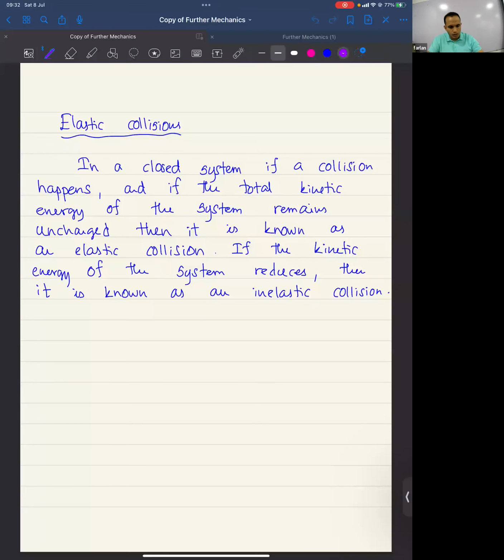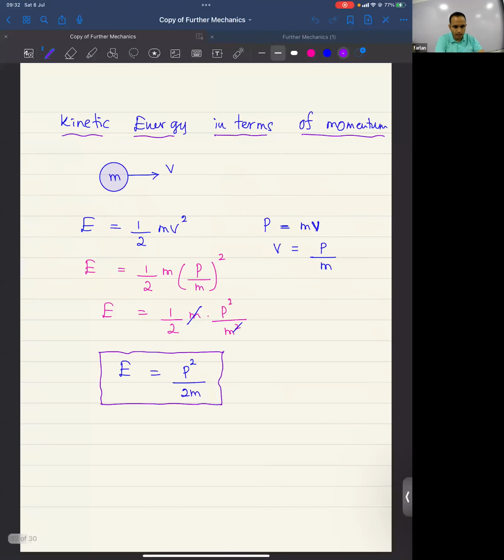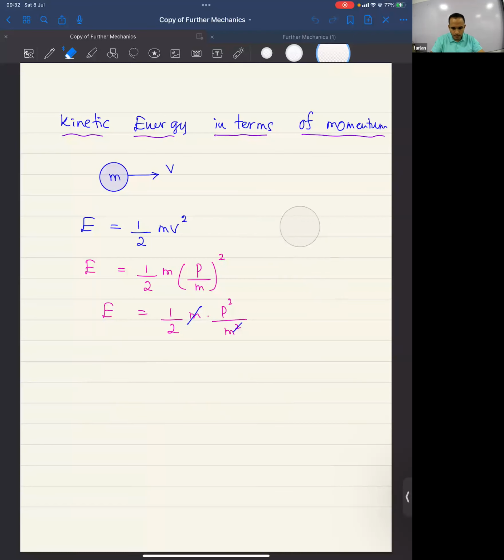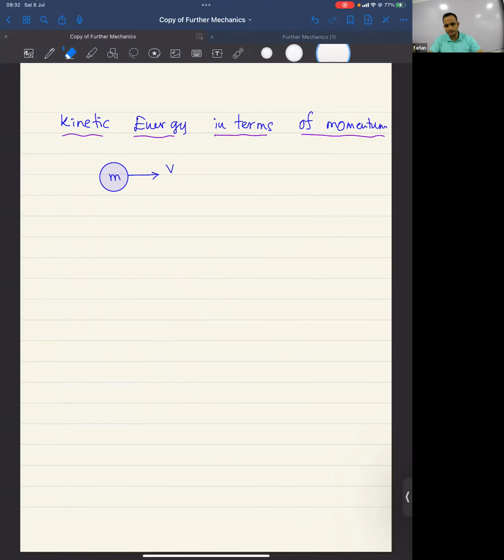Right. So the last subtopic that we have done is elastic collisions. Let's continue from there. Write down the next subtopic: kinetic energy in terms of momentum.